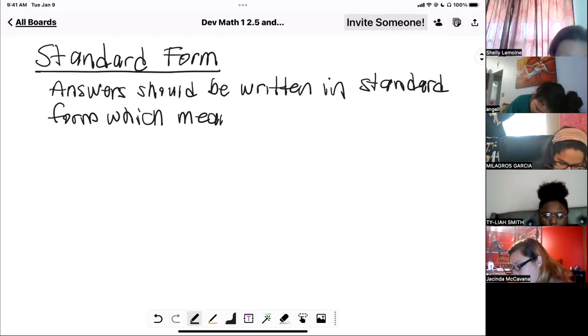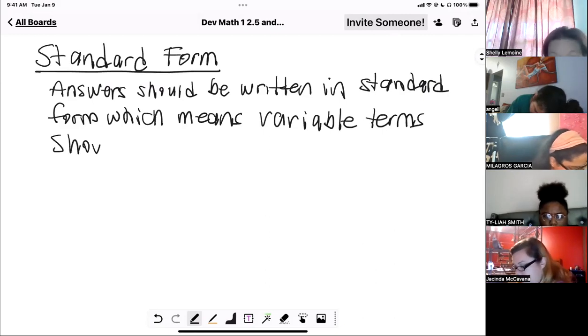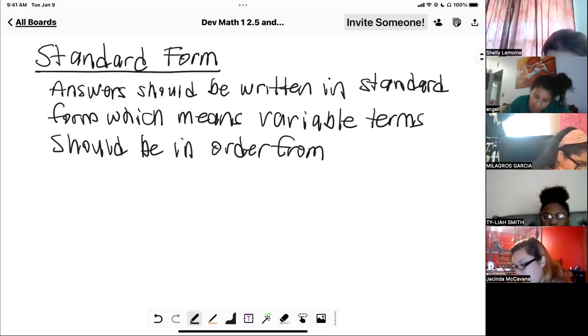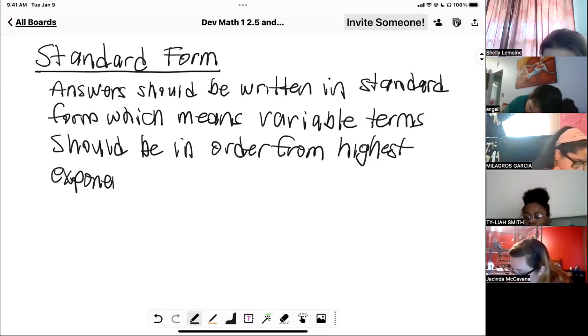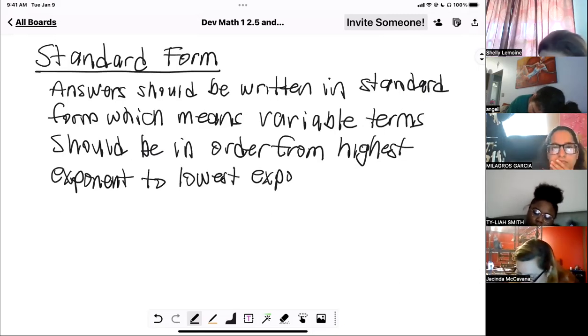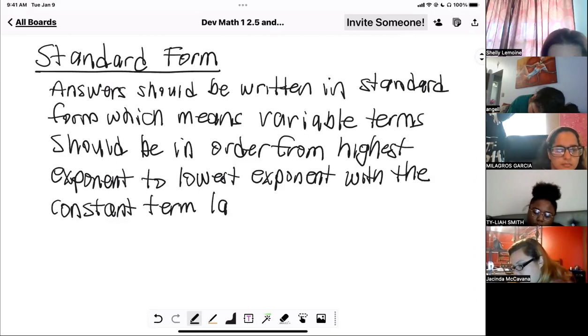Which means, okay, what the heck does that mean? What does standard form mean? Which means variable terms should be in order from highest exponent to lowest exponent with constant term last.